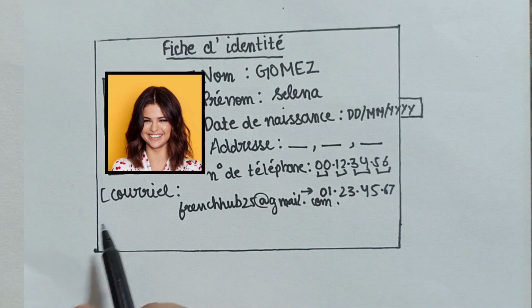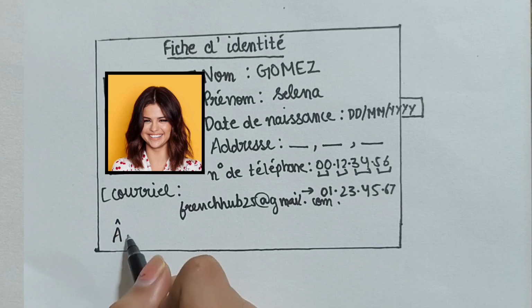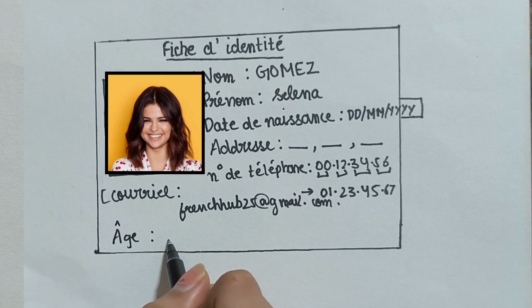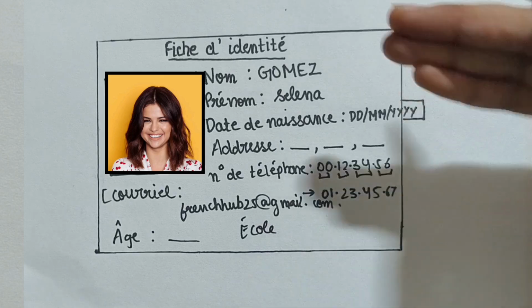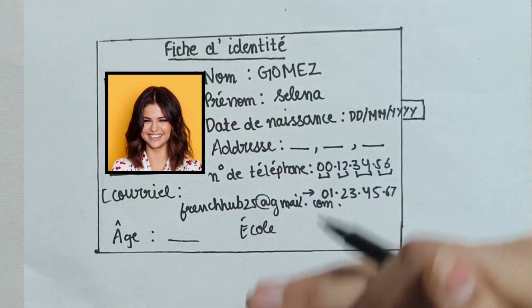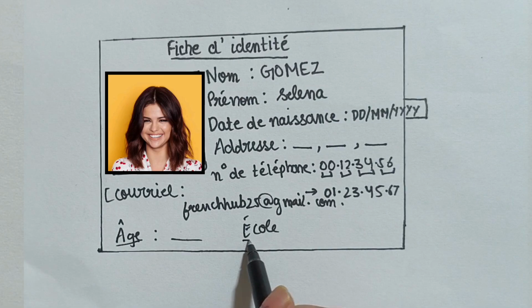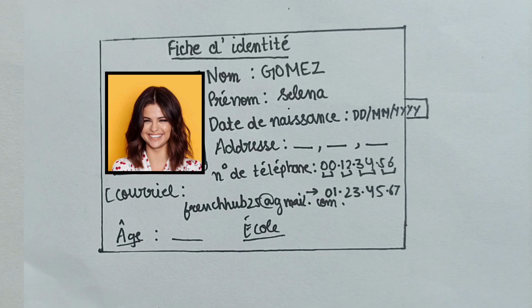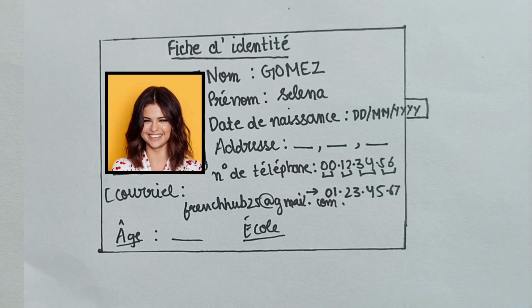Then let's talk about the next thing that you can mention. You can mention your age, which is âge over here. You can mention your school also, but make sure that you are mentioning all of these things in a line and in an order. Like if you are mentioning your age over here, don't mention your école or your schooling etc. in the same line. Make it a little bigger if you have to mention more things. But in your question, already all the things would be mentioned that you need to add into your identity card.